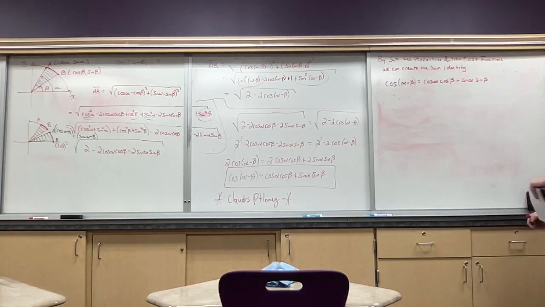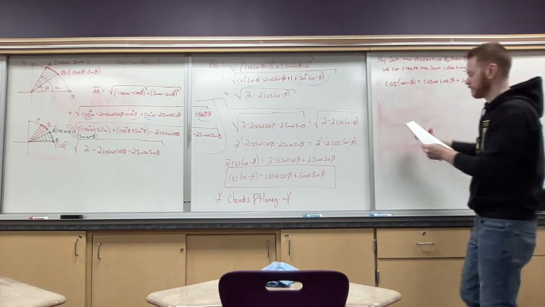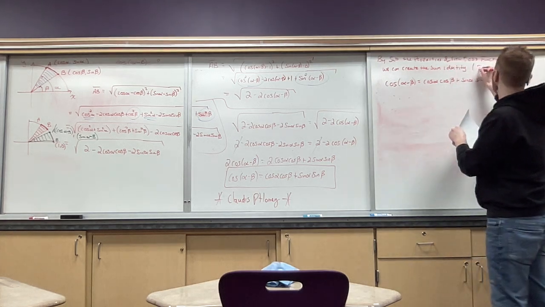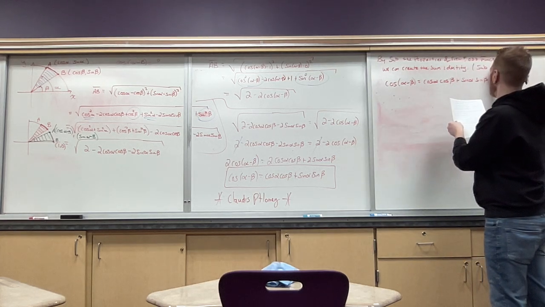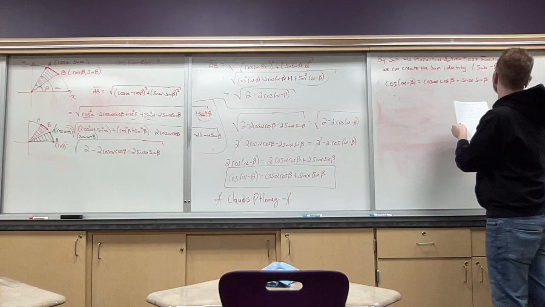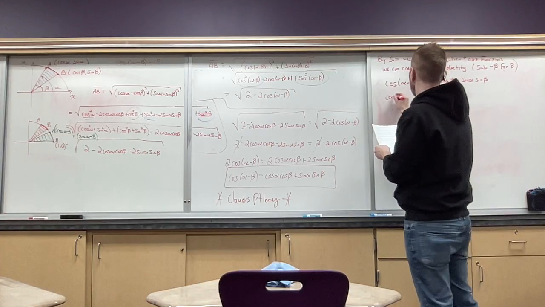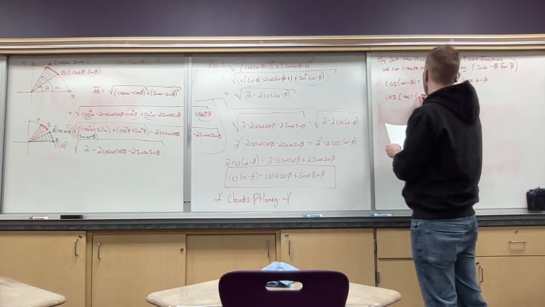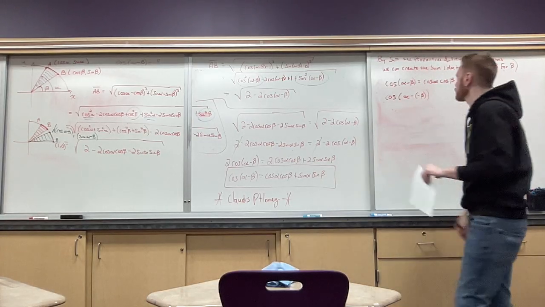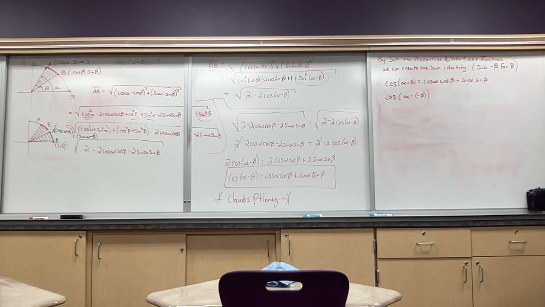Okay, so that's our original formula there. And now I'm going to swap out for a negative angle. In this case, we're going to sub negative beta for beta. Okay, we're going to let that be our negative angle in this case. So what's that going to look like? Okay, so me swapping out beta for negative beta.